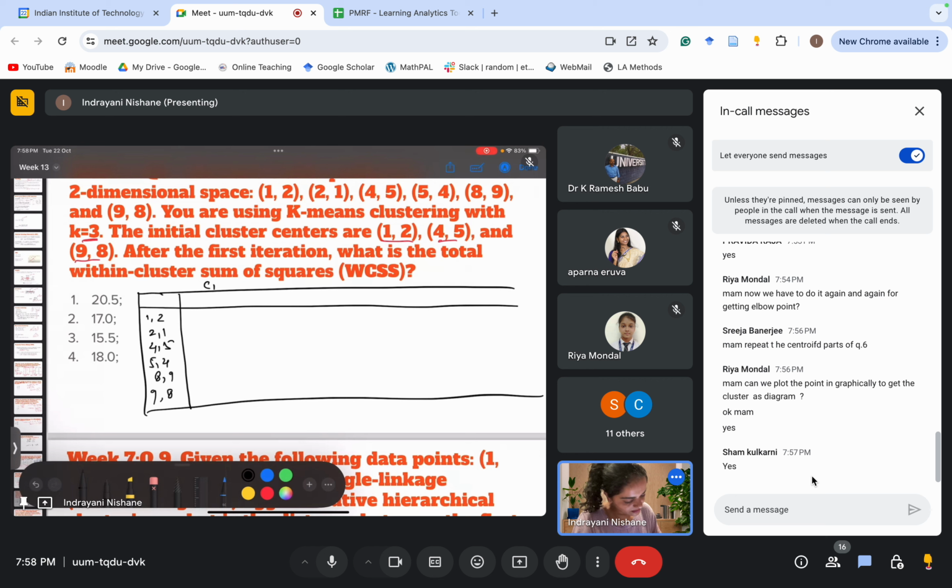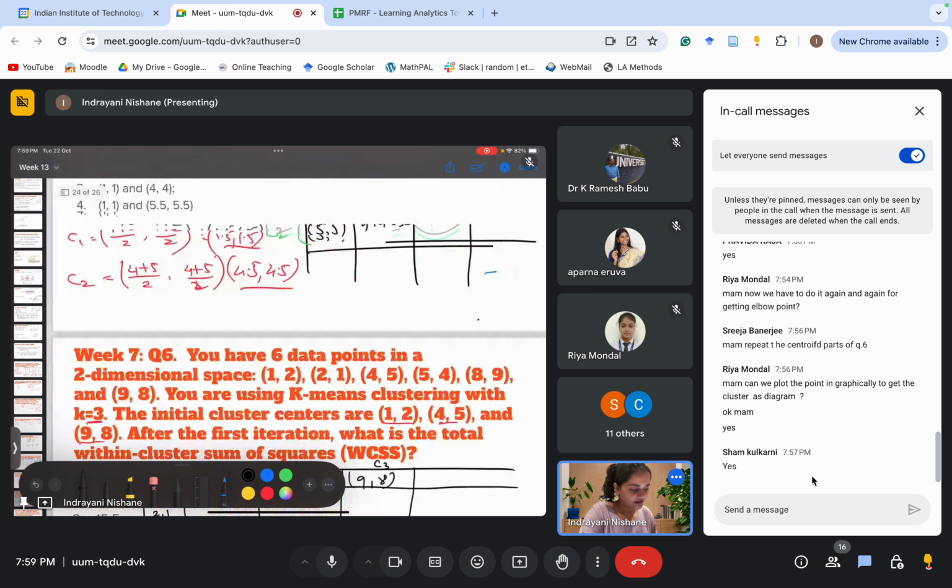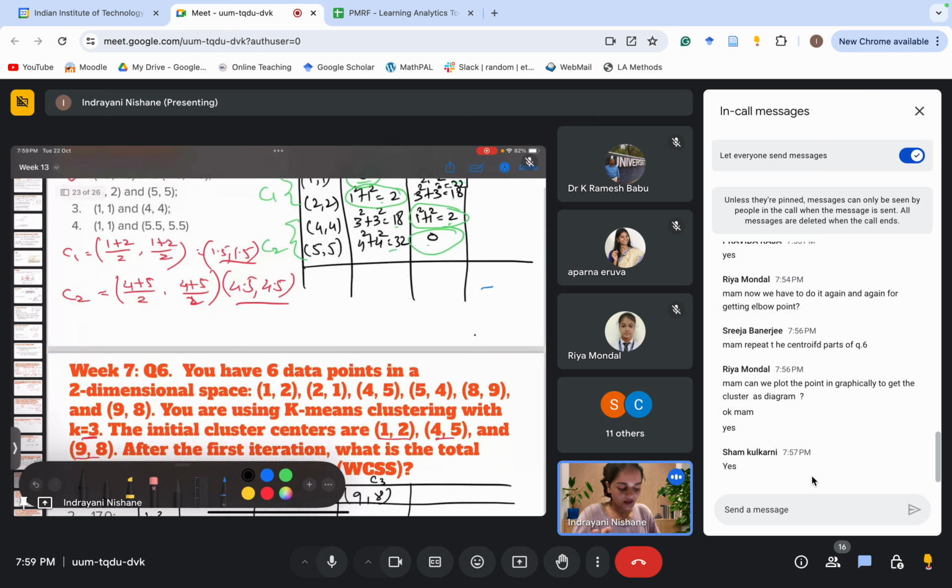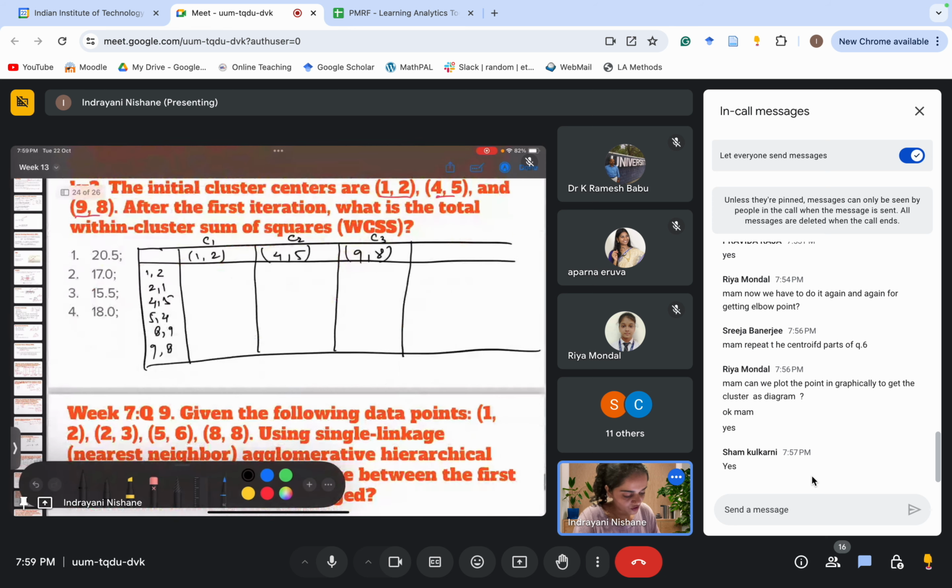So centroid 1, centroid 2 is 4 comma 5 and centroid 3 is 9 comma 8. So now what we will quickly compute is the distance like this here. Difference, square, and add there and there itself. So here the difference is 0.